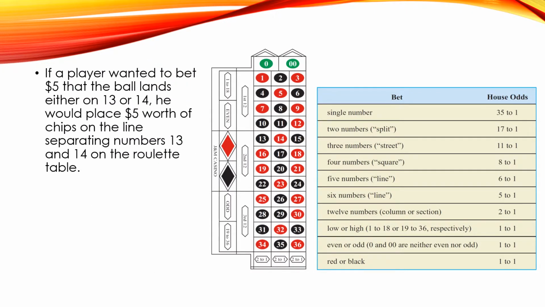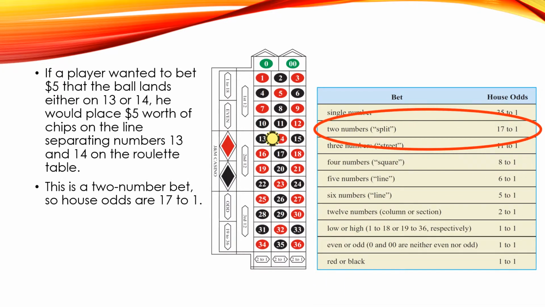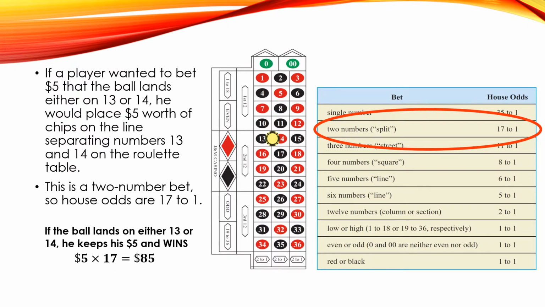If a player wanted to bet $5 that the ball lands on either 13 or 14, they would put $5 worth of chips on the line separating 13 and 14 on the roulette table. All right, so I've put my little chip down on the line in between 13 and 14. The dealer spins the wheel. This is a 2-number bet or a split. So the house odds are 17 to 1. If the ball lands on either 13 or 14, the player gets to keep his $5 and he's going to win $5 times 17, which is $85. If the ball does not land on 13 or 14, he only loses his $5.